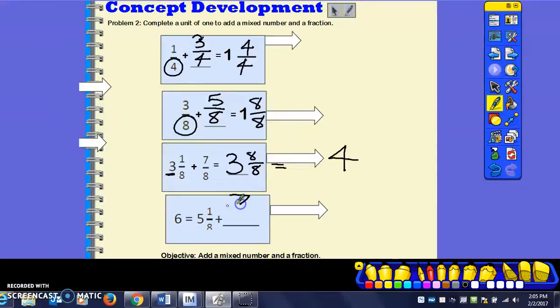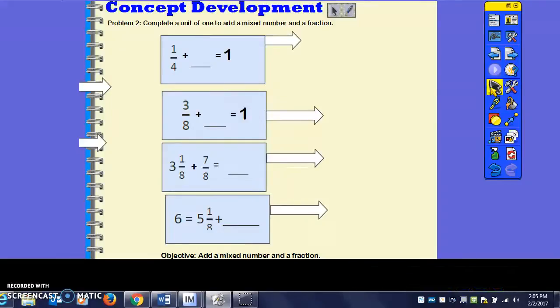I'm going to add 7/8. So 7 plus 1 is 8/8. That makes another whole. So 7/8 plus 1/8 is a whole. So that's 1 plus 5 equals 6. Very good. Go ahead and erase your whiteboards.